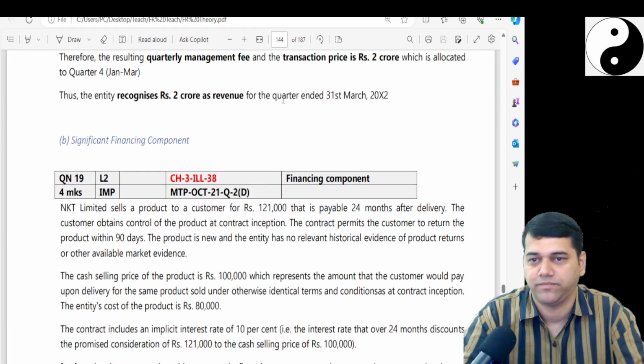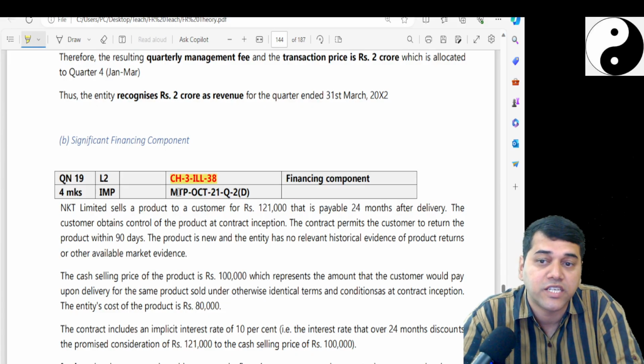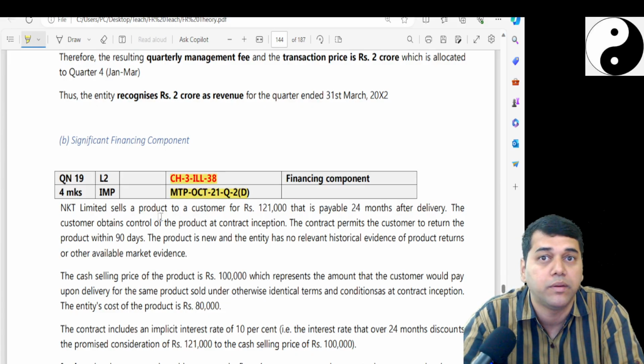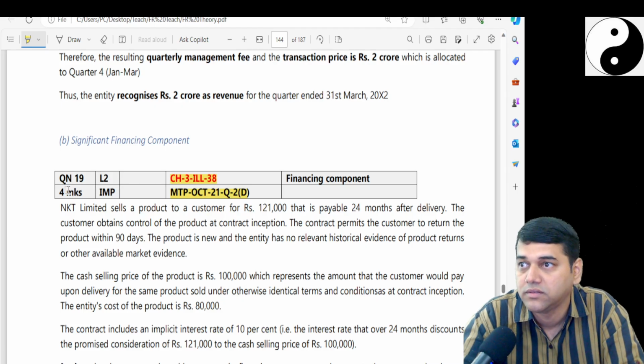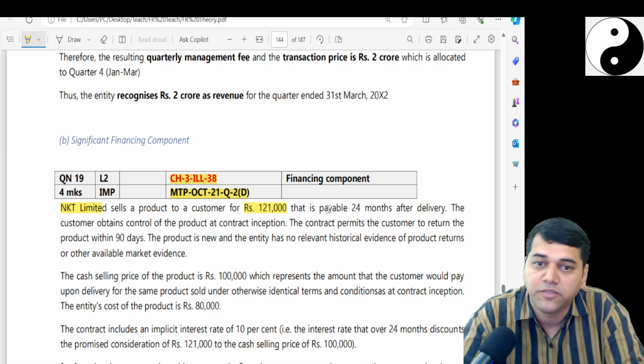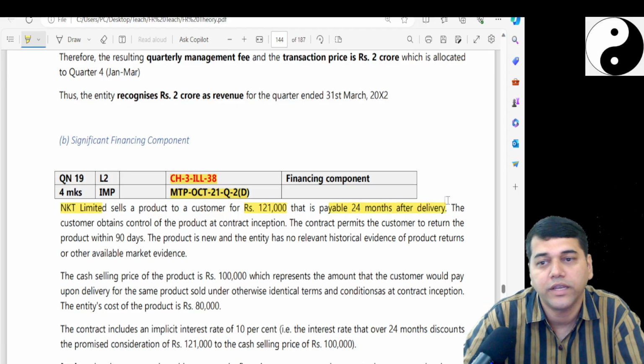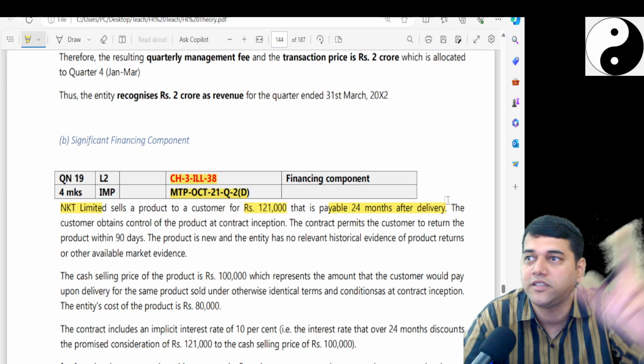So the first question, this is an MTP question also. Wherever you see illustration and MTP, it is a highly probable question. I have given the marks which has come in the MTP. NKT sells a product to a customer for 1,21,000 that is payable 24 months after delivery. So by looking at this first sentence only, you must understand that this must be Ind AS 115.